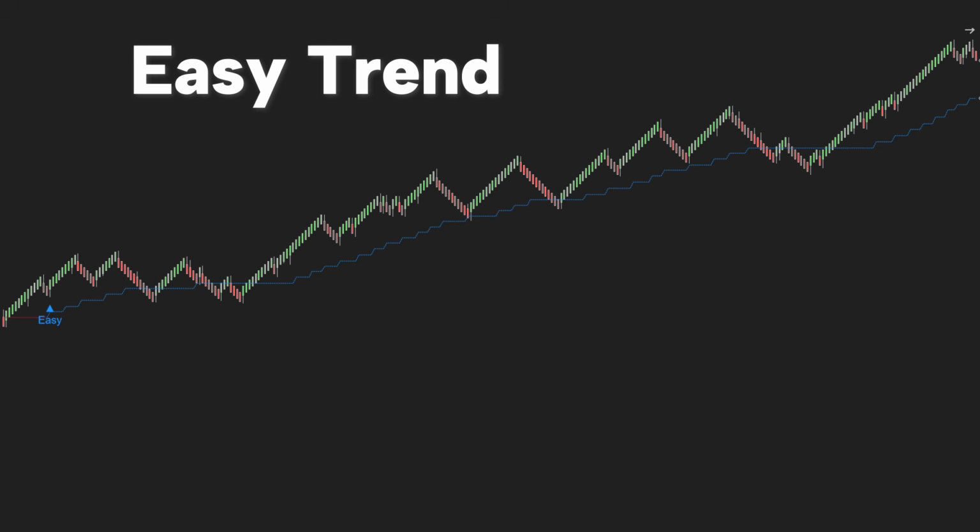The first one is Easy Trend, a trend indicator that's incredibly intuitive and simple to use. Think of Easy Trend like a compass that always tells you which direction the market is moving. By using it, you'll avoid one of the most common mistakes traders make: entering trades against the trend.